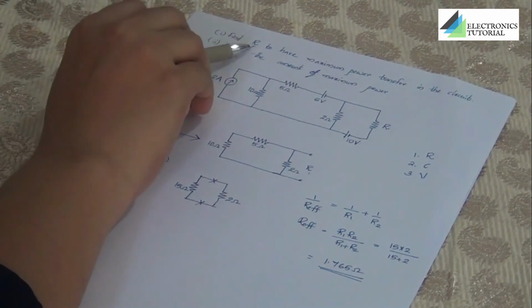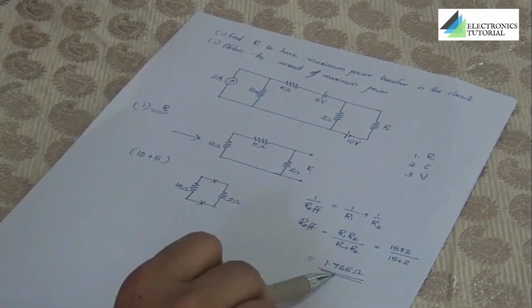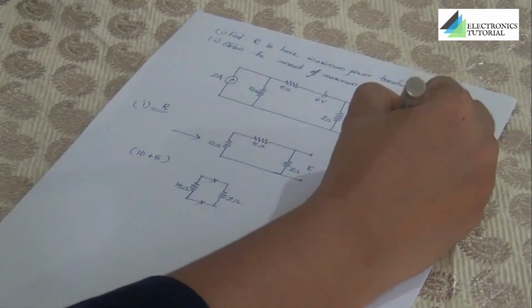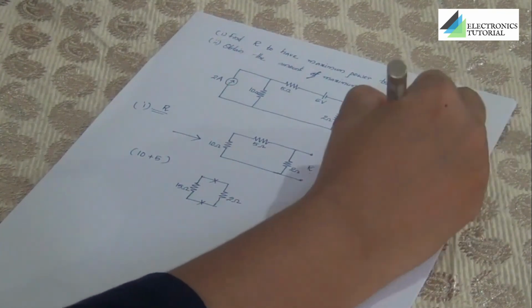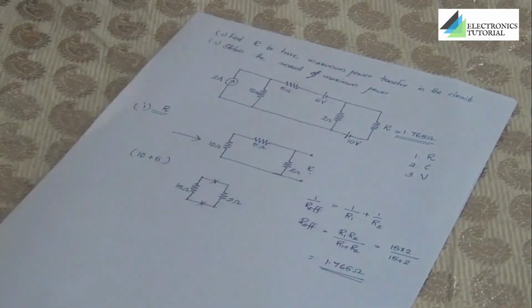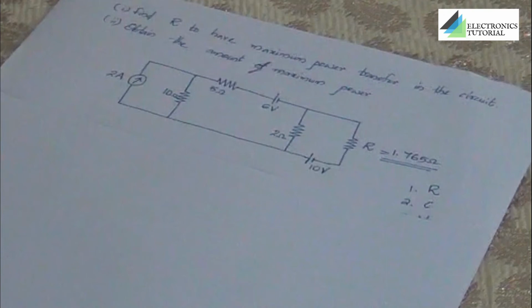With this step, we have come up with the answer of the first part, that is, the value of R to get maximum power. We can complete the circuit by substituting the value of R as 1.765 ohm, and in this terminal, we can obtain maximum power. Now the first part of the question is complete. Let's move on to the second part: obtain the amount of maximum power.